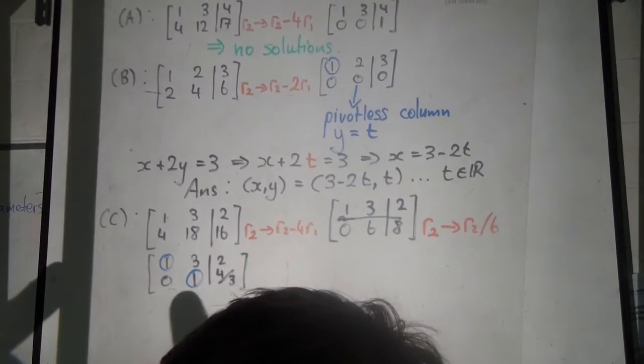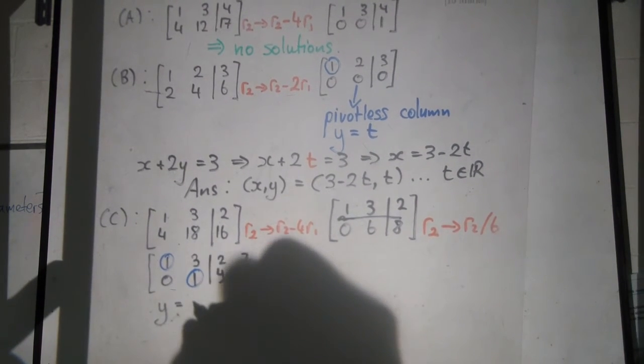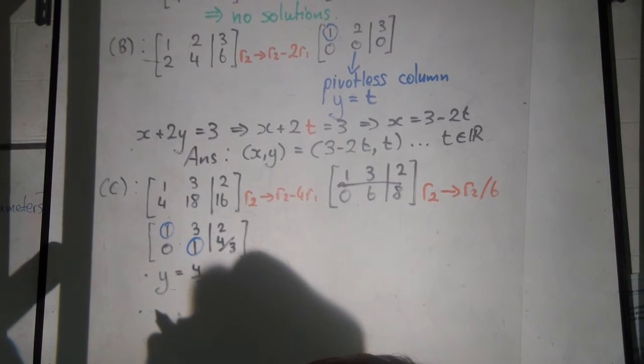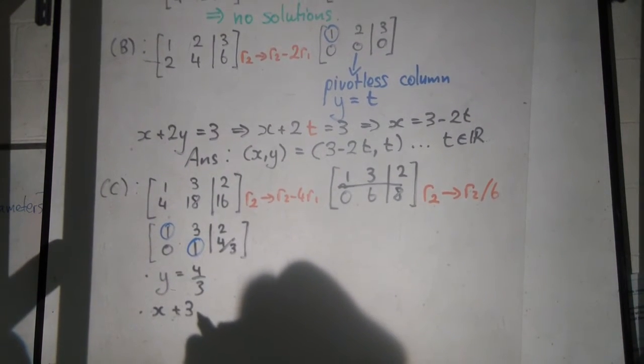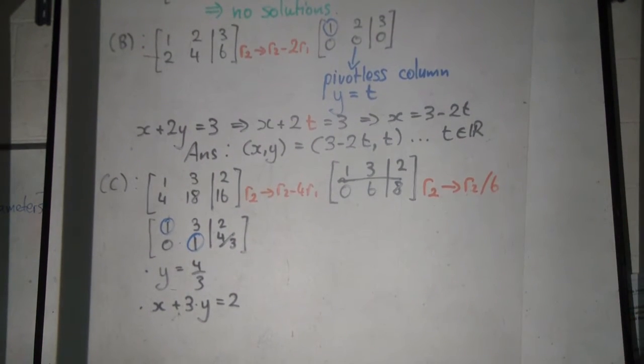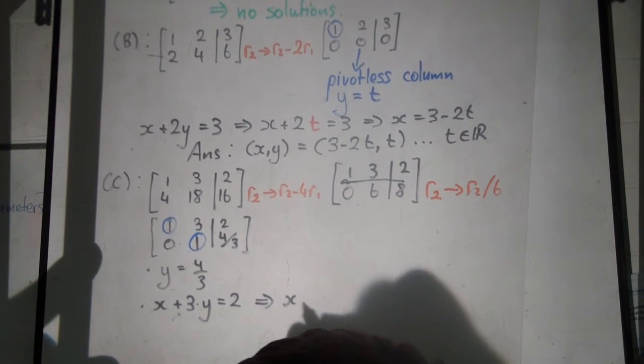Okay, so this second row here is reading 1y is equal to 4/3. And the first row reads x plus 3 times y is equal to 2. And because there's 2 pivots, neither of them are parameters, so you're going to get a unique solution. Put in y equal to 4/3.